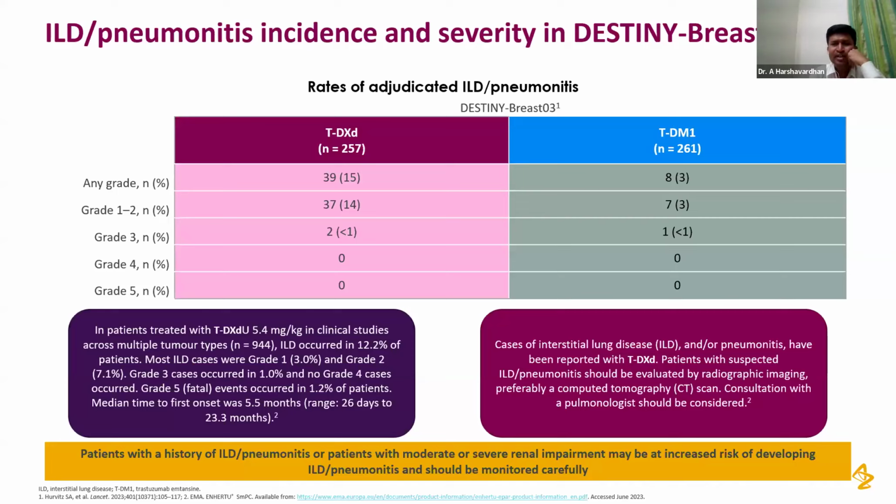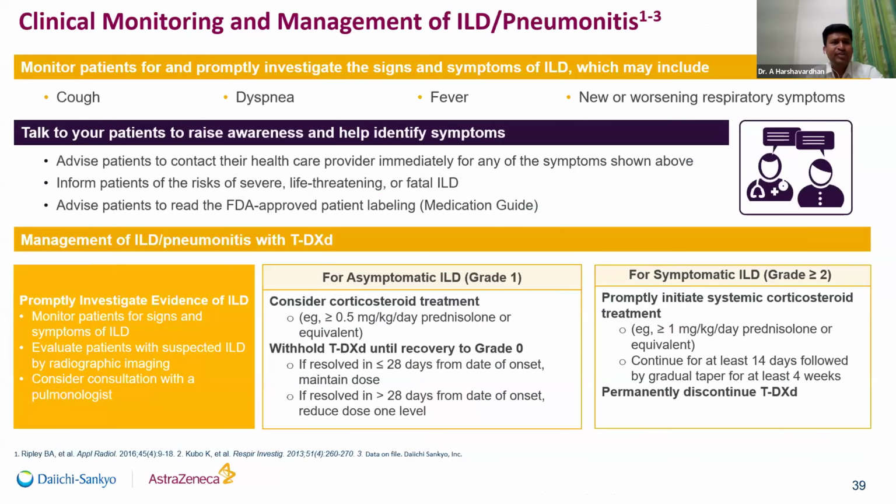This is very important. Cases of interstitial lung disease should be evaluated by radiographic imaging, preferably CT, and consultation with a pulmonologist should be taken. We should monitor patients and promptly investigate signs and symptoms of ILD like cough, dyspnea, fever, and new or worsening respiratory symptoms. We should counsel and raise awareness about the side effects, especially pneumonitis, and ask patients to inform us as early as possible when they develop these symptoms.